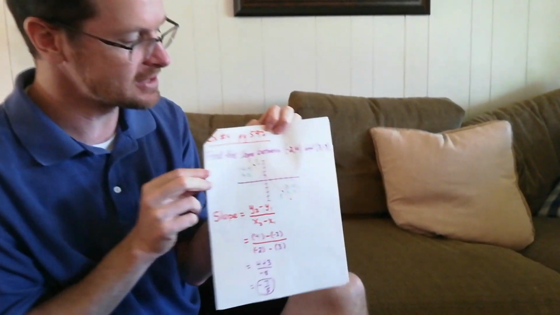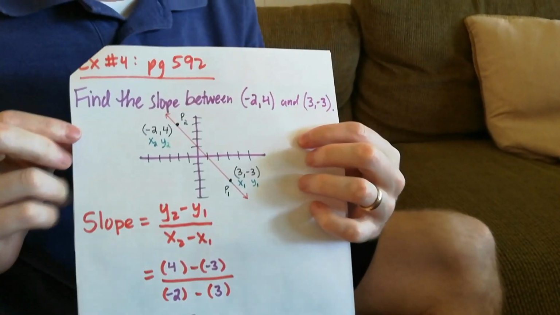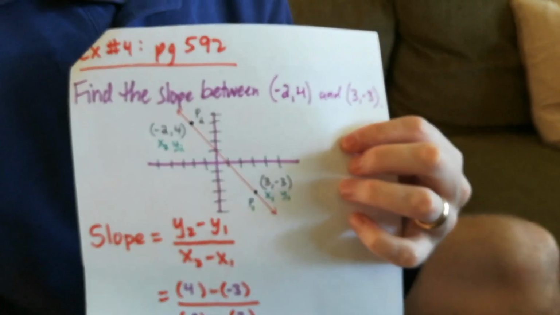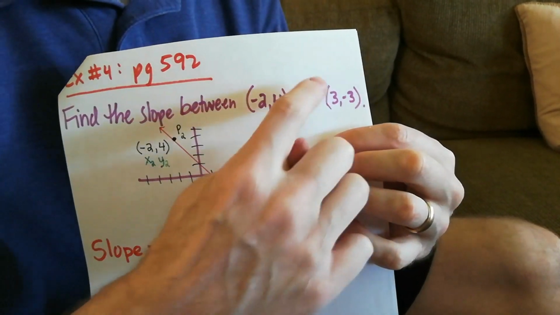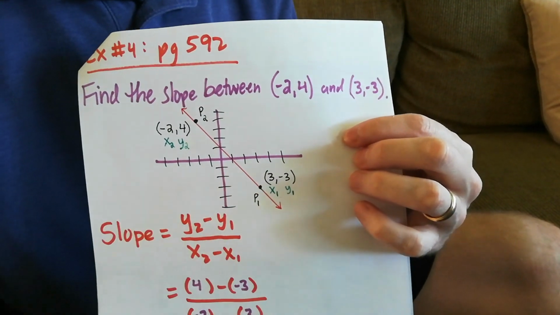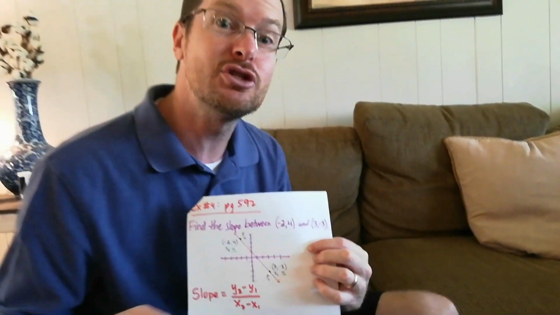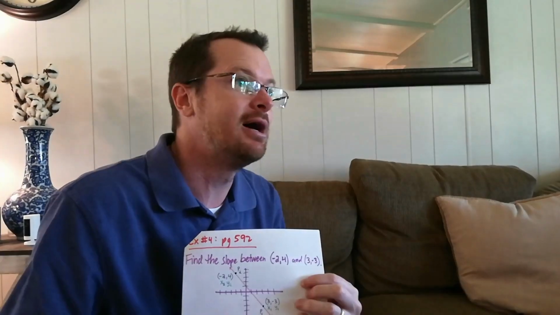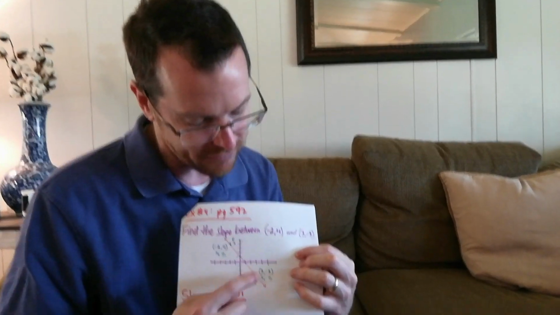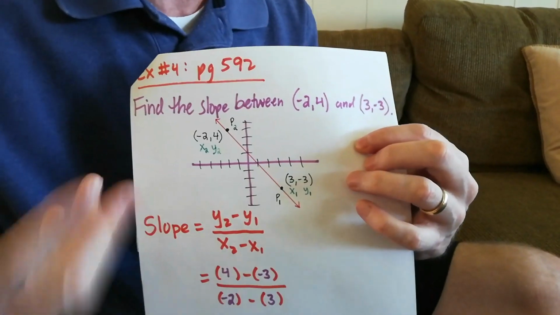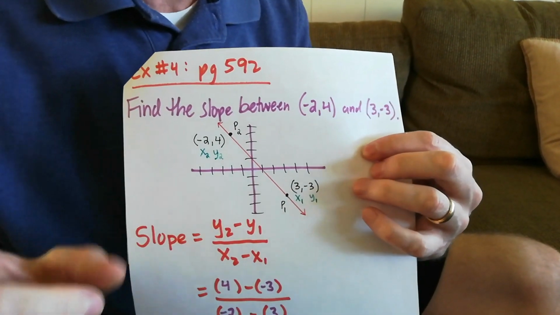Page 592 says, find the slope between these 2 points. So we're given a point at negative 2, 4, which I put right there, and a point at 3, negative 3, which I put right there. Now, the interesting thing is you don't have to label one point over the other point. You could say, for example, I'm going to call that my first point and that my second point. Or you could do it vice versa. It doesn't matter. But label one of them your first point.